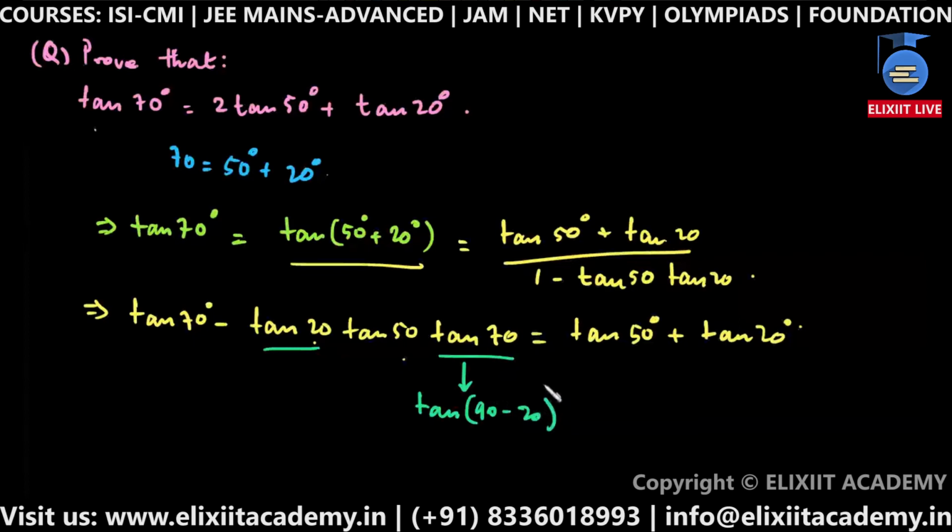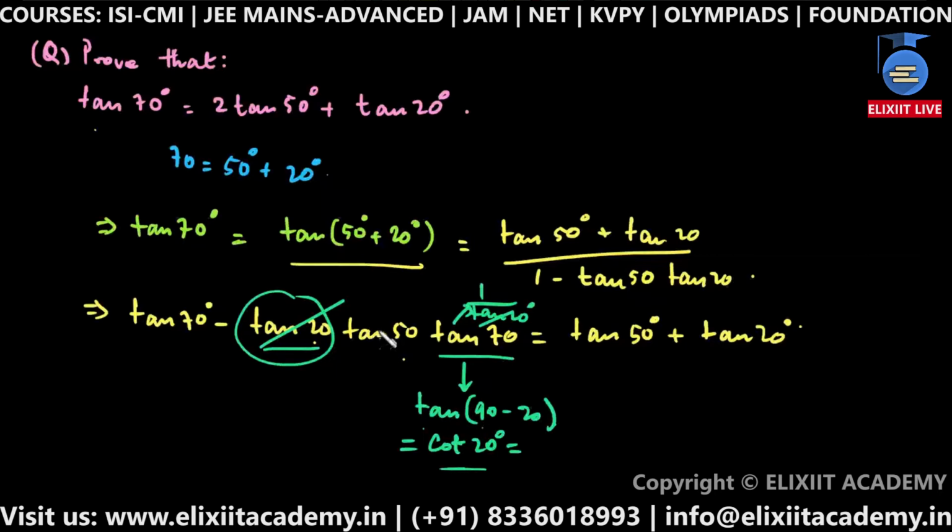Tan of 90 minus theta is what? Cot theta. Right? So this is cot 20. Here you have tan 20, and here you have cot 20. Cot 20 means 1 upon tan 20. So I'm saying that this tan 70 is the same as 1 upon tan 20. So tan 20 and tan 20 get cancelled. Ultimately you are left with tan 70 minus tan 50. On the right hand side you have tan 50 plus tan 20.